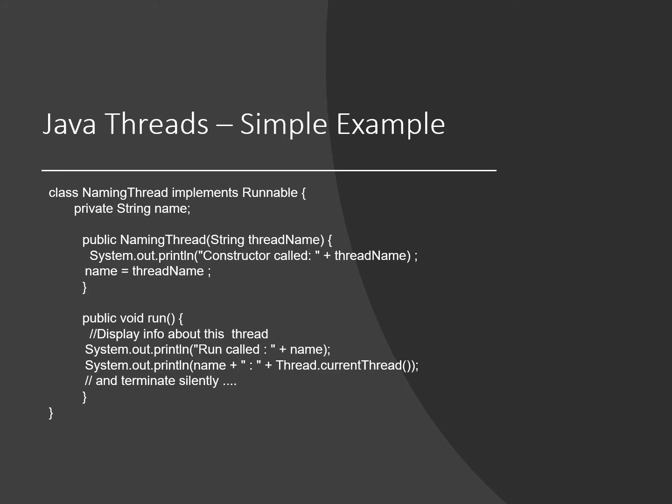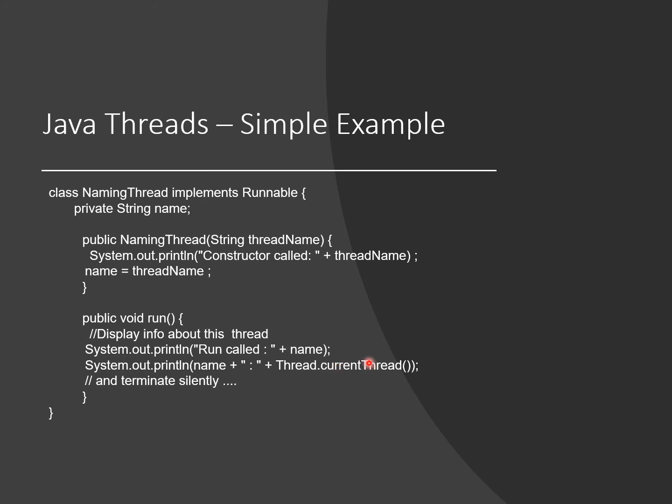Let's look at a very simple example again. Here's a class called NamingThread that implements Runnable. It has a constructor, which you just pass a string to, and it stores this as its name. And it has a run method, which very simply says, I've been called, and here's my name. And this is some information about the thread that the JVM will print out for us.